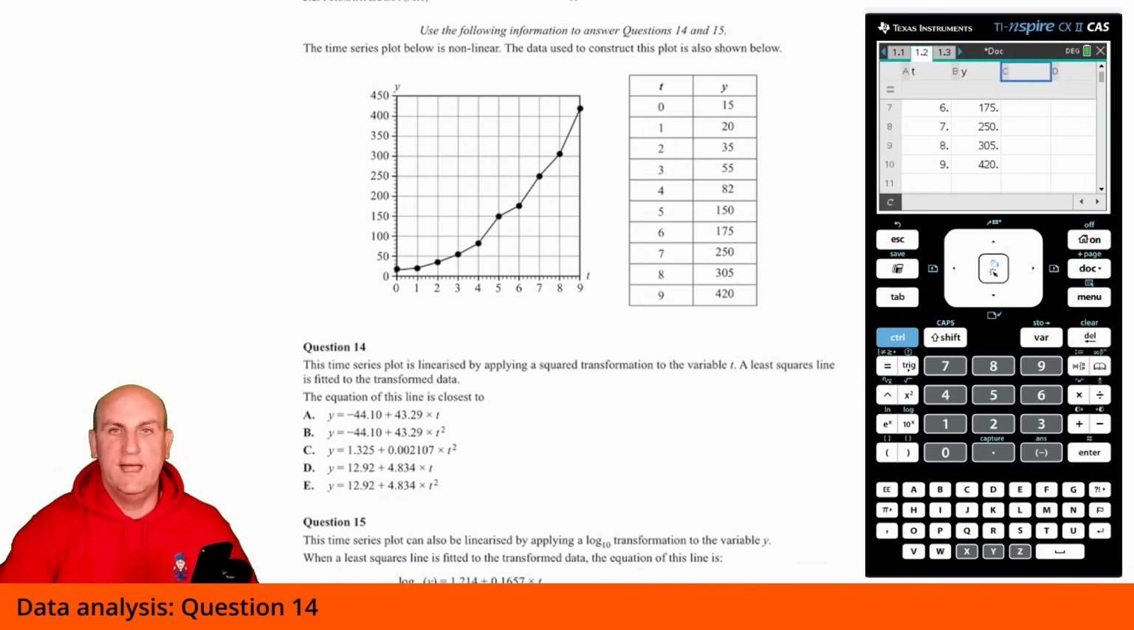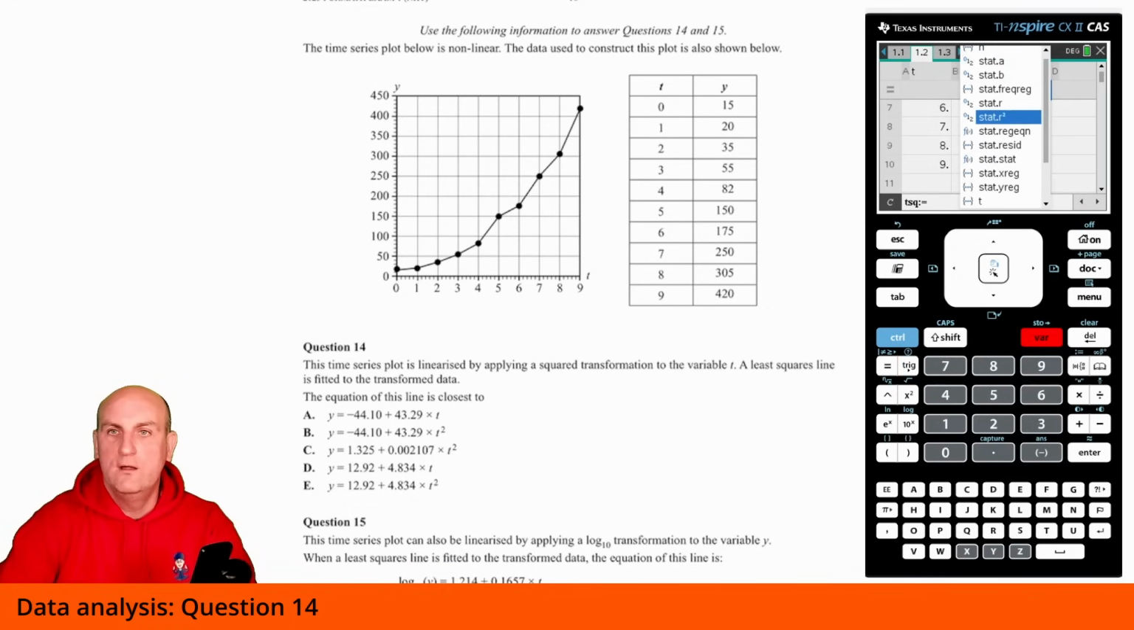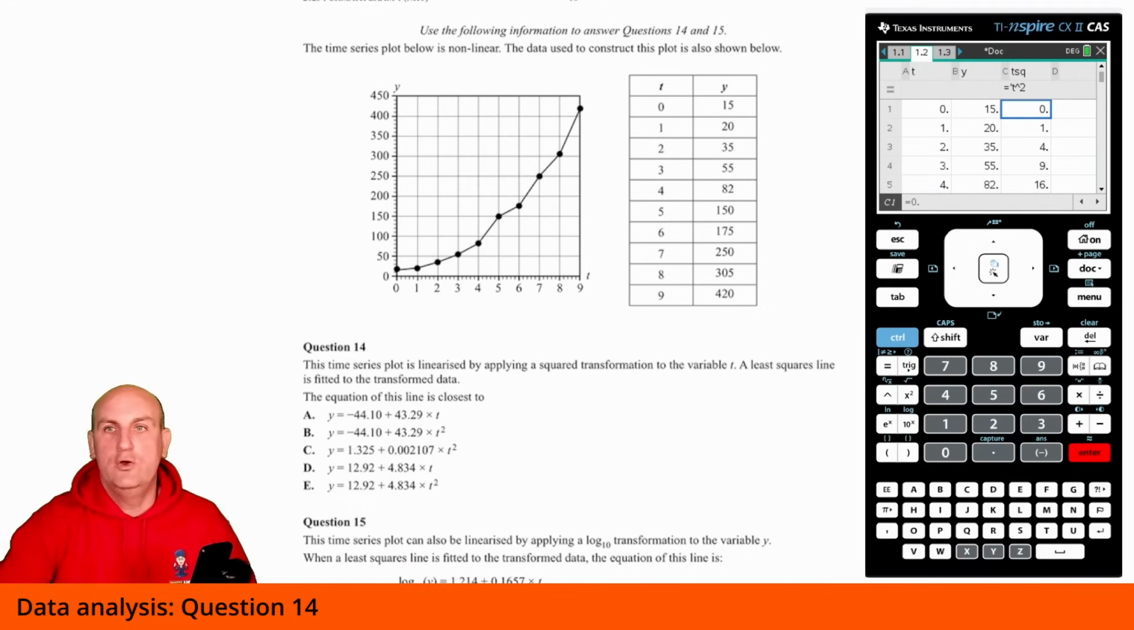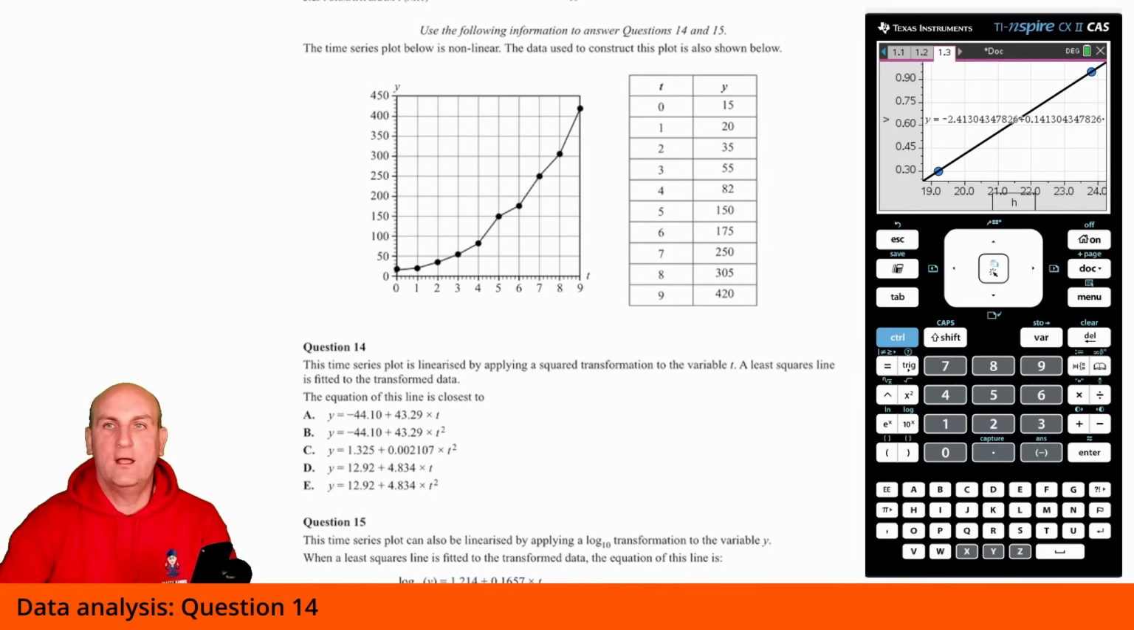I wanted a square transformation. So I tend to do T squared equals there, my var. I'm going to do var of T, and I'm going to raise that to the power of 2. There's my new values there. Now I'm going to go back to this graph here.